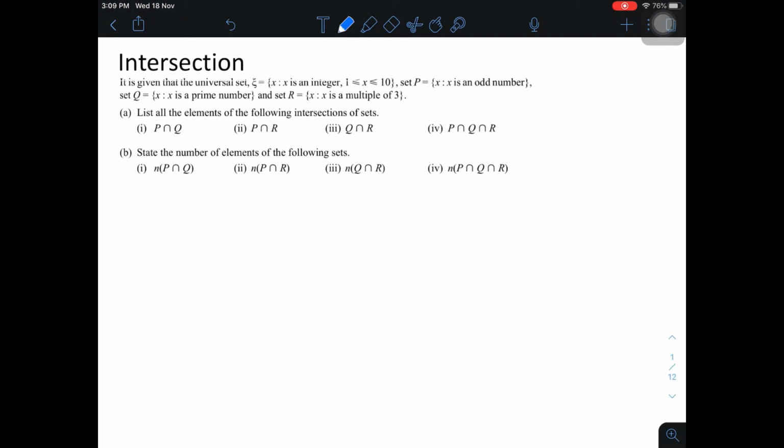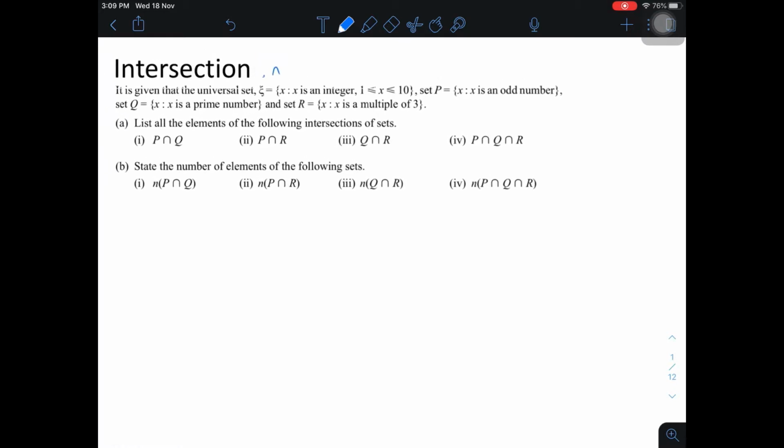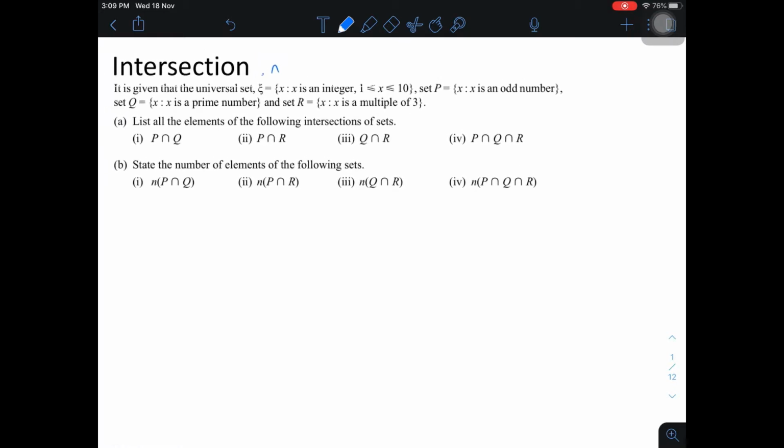Intersection, the symbol would be this, right? But we'll just go straight into the question then. It is given that universal set X is an integer between 1 and 10, and set P is X is an odd number, set Q is X is a prime number, and set R is X is a multiple of 3.